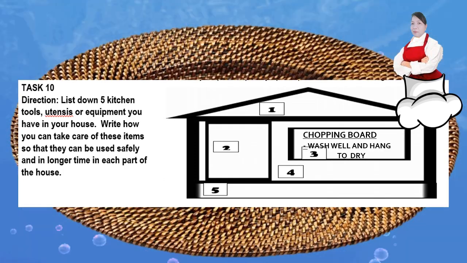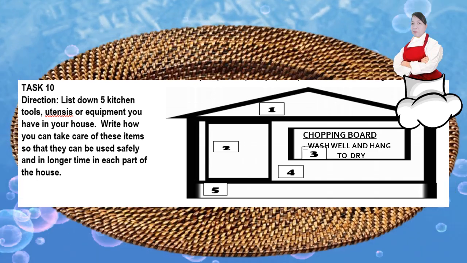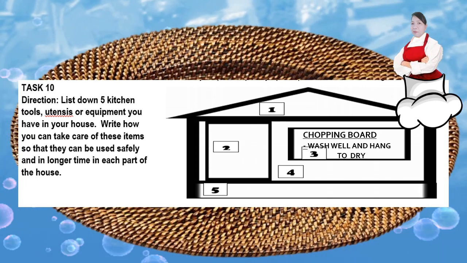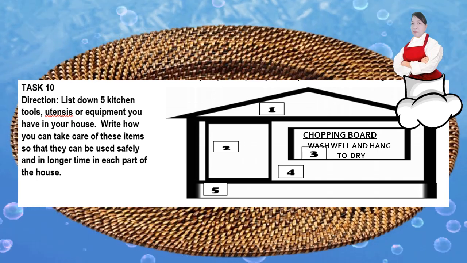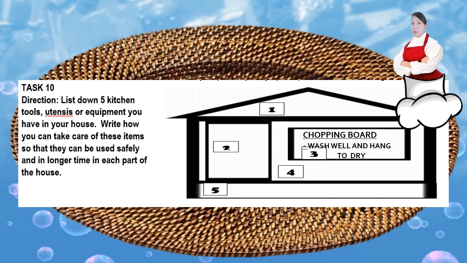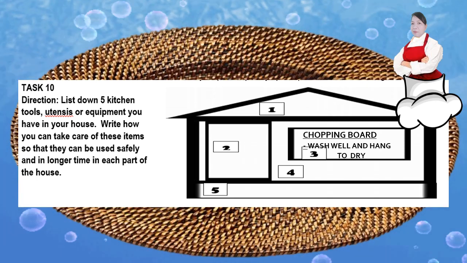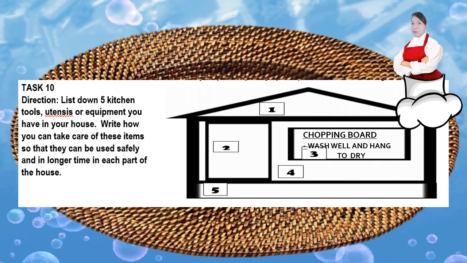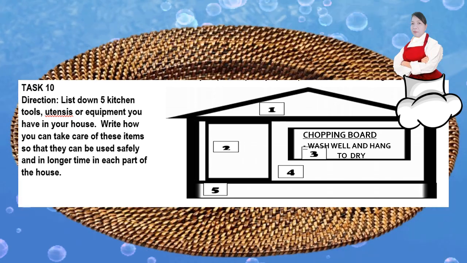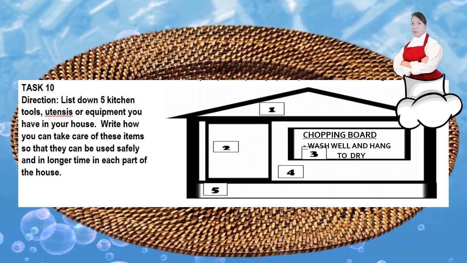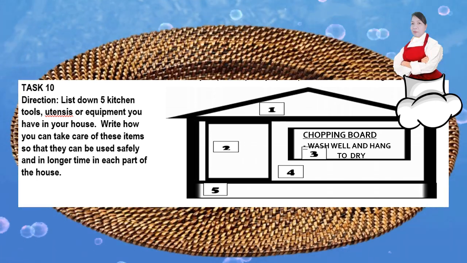For your task number 10. In the picture is a house with 5 parts. You're going to write your answers in those 5 parts with numbers. Directions: you're going to list down 5 kitchen tools, utensils, or equipment you have in your house. So kung ano yung meron kayo sa bahay na tool, equipment, utensil, or instrument, magbigay kayo ng 5, yun yung ilalagay nyo roon sa parts na naroon sa bahay, na nasa drawing.